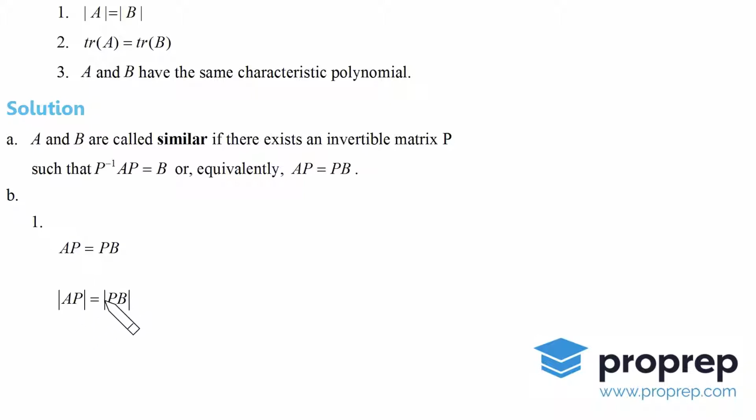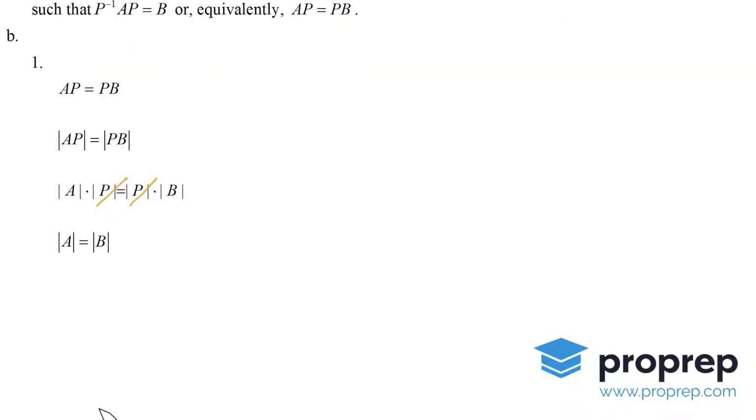And there's a property of determinants that the determinant of a product is the product of the determinants. So the left-hand side is the determinant of A times determinant of P, and the right-hand side is determinant of P times determinant of B. Now, P is invertible, and an invertible matrix has a non-zero determinant, so we could actually cancel this from both sides. These are numbers, and that gives us the desired result, that determinant of A equals determinant of B.